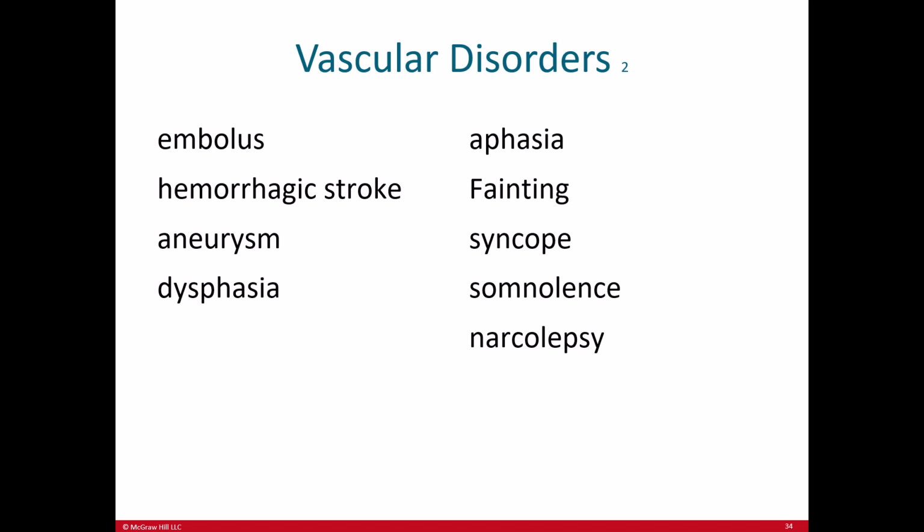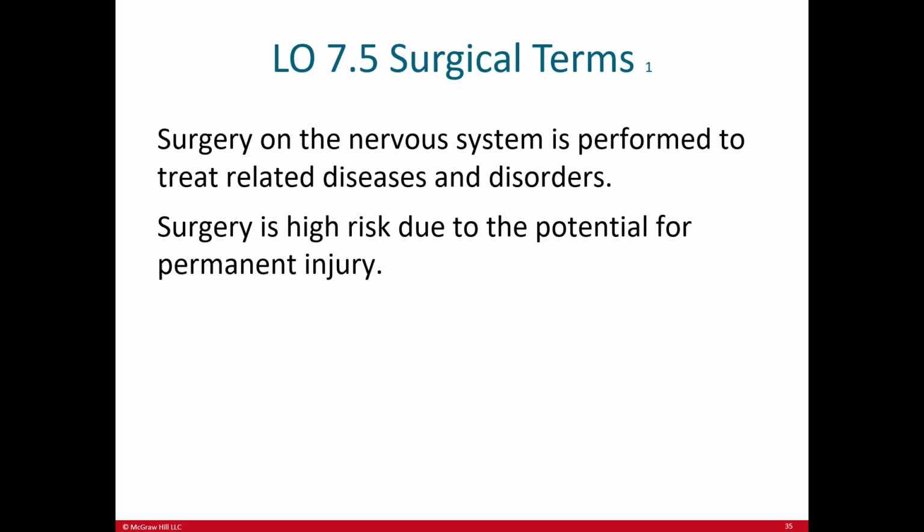This can appear several different ways. I think there's 3 main types of aneurysms. And then dysphagia, aphasia, fainting, syncope. I know it looks like syncope, it's not. Syncope, somnolence, and narcolepsy.